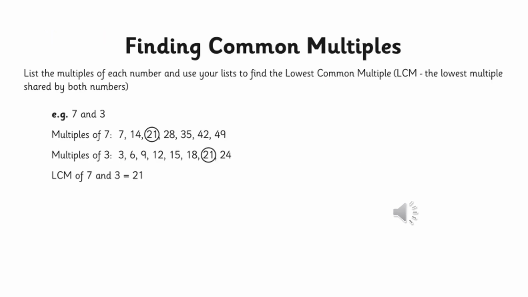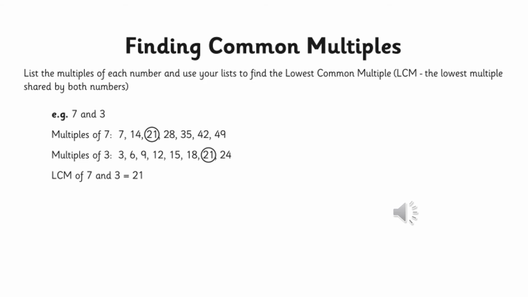So your main task today is to find common multiples. Now you've probably heard the phrase, I have a lot in common with my friends. That means you share things. So you might have your football team in common with your friends. So it's when you share something. So for each of the numbers that you're given, you're going to find the lowest common multiple.